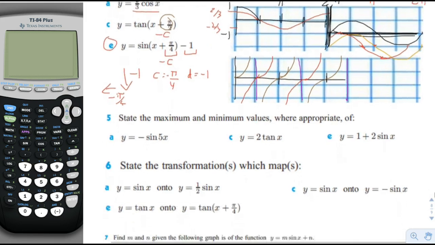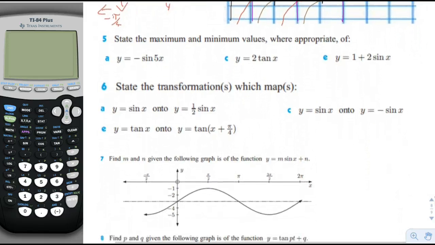Moving on. Number 5. State the maximum and minimum values where appropriate of y equals negative sine 5x, y equals 2 tangent of x, and y equals 1 plus sine of x. Okay, so this first one here, the amplitude is negative 1, but the amplitude of negative 1, as far as maximum and minimum values go, is the same as when the amplitude is 1. So it just ranges from negative 1 to 1.